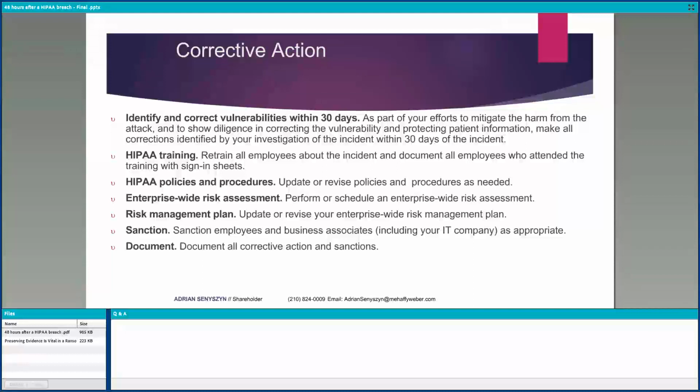We also need to consider whether there's an appropriate sanction, and we need to take a look at some other things like our audit controls, our encryption technology, and our information system activity reviews to see what we need to update in response to this incident. And really, the process of corrective action, although it's going to take you longer than 48 hours to complete, it really begins immediately.